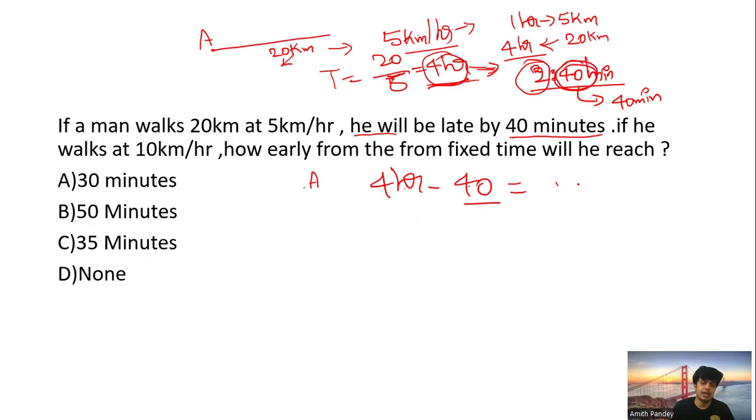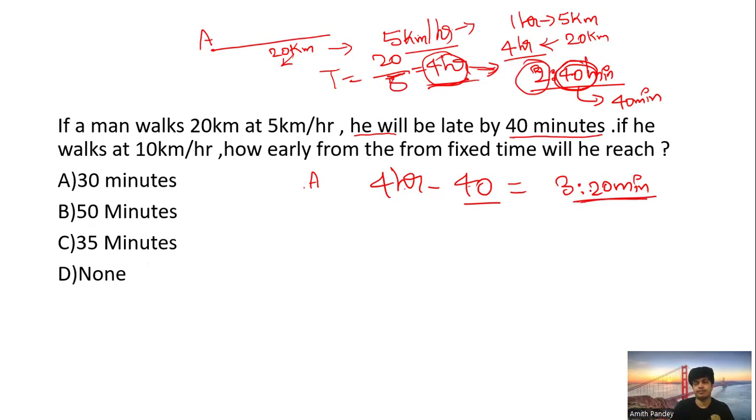That is 3 hours 20 minutes. Yes, 20 minutes. Fine. Why? Because 1 hour is 60 minutes, right? So he has to walk, sorry, not office. He has to complete that in 3 hours 20 minutes.